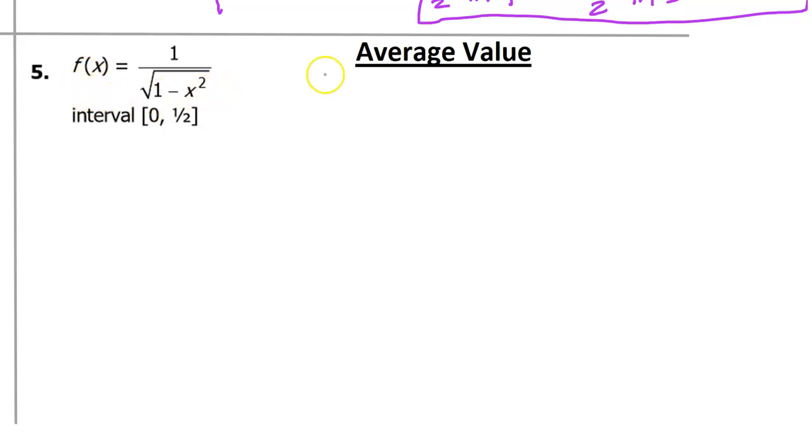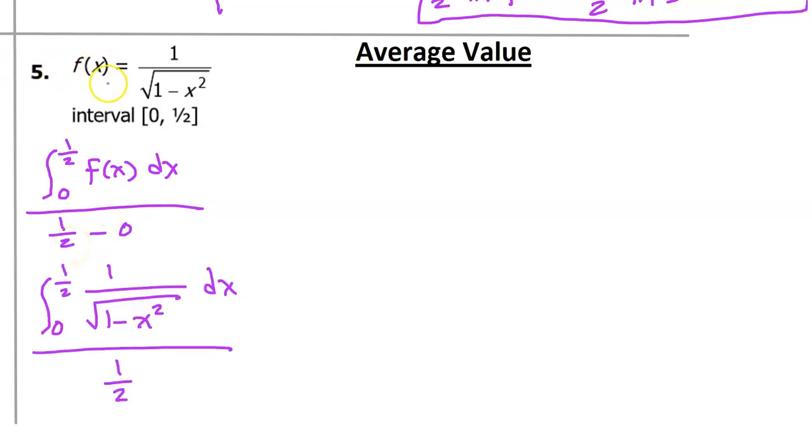One more time, let's set up the average value. The integral divided by the interval. So we're going to do the integral from 0 to 1/2 of f of x divided by the interval 1/2 minus 0. Substituting 1 divided by the square root of 1 minus x squared for f of x, and we have this. This looks very familiar.